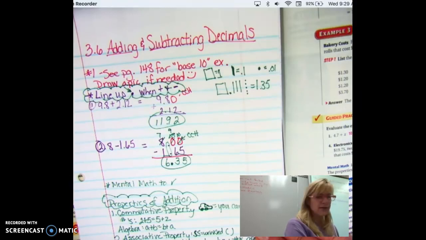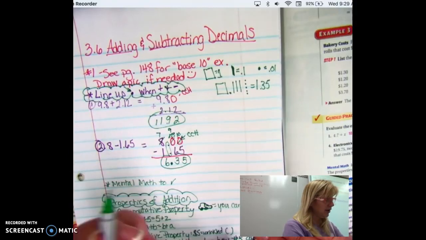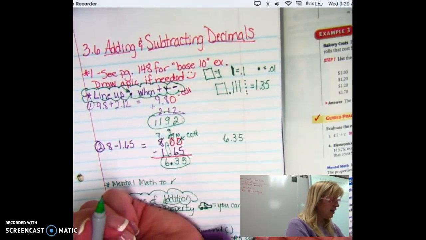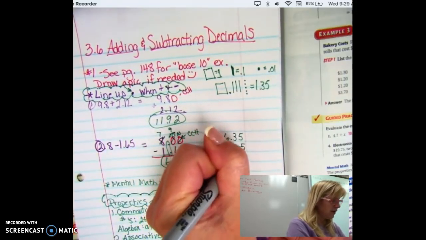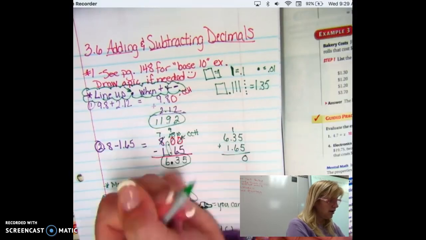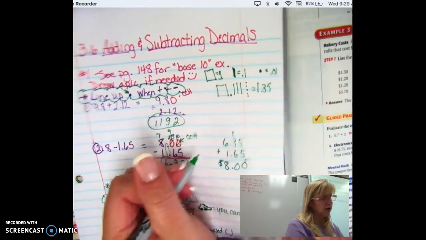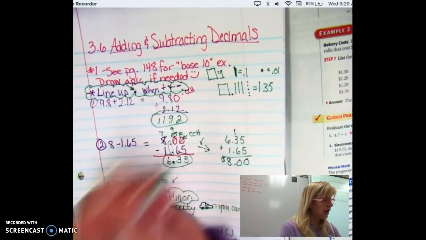If you're wondering, oh, did I do that right? Especially when you're dealing with the zeros, you can take 635 and add it to 165, and you should end up with the $8 you started with. So you work the problem backwards. It's called checking your work if you need to check it.